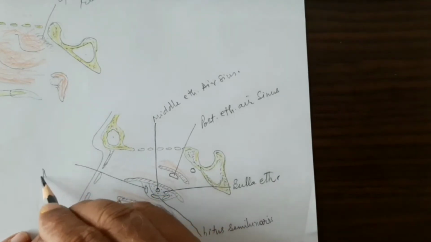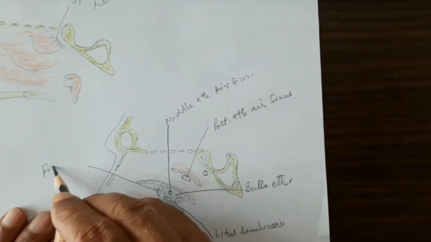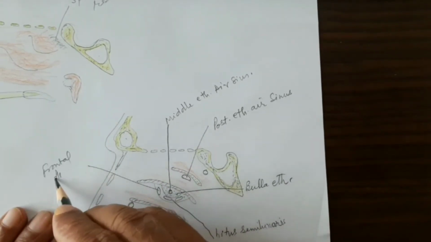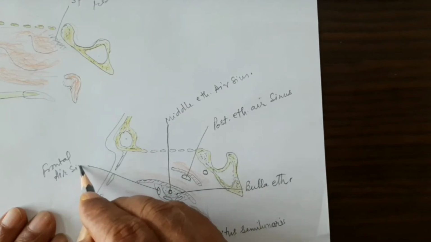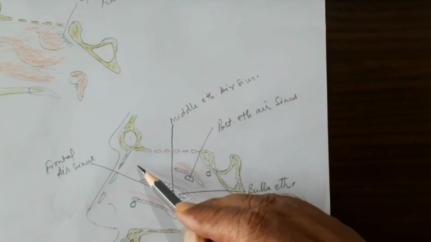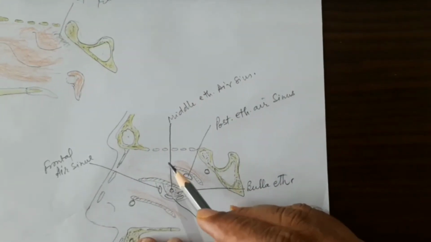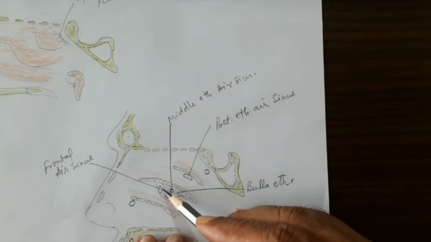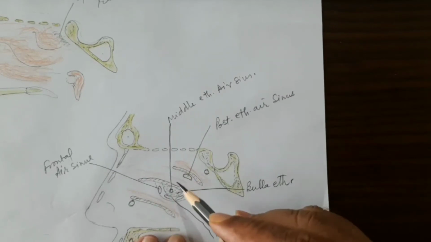So I am writing it here, frontal air sinus, opening of the frontal air sinus, this one which is located here. The duct will come and will open here in the hiatus semilunaris. So this is the frontal air sinus.